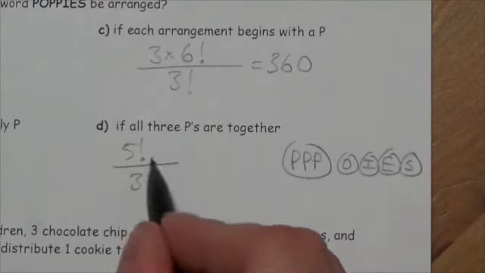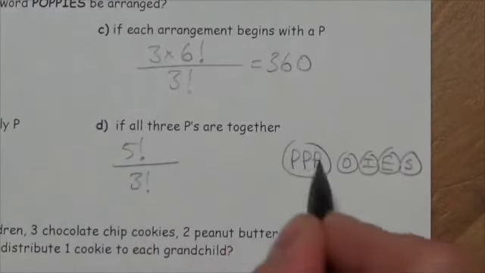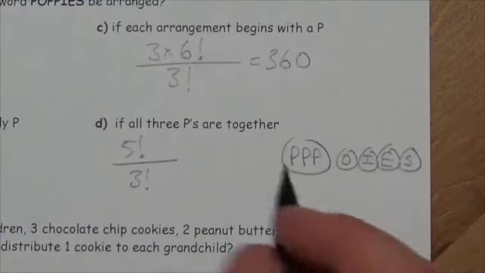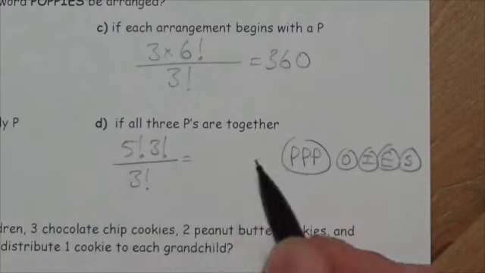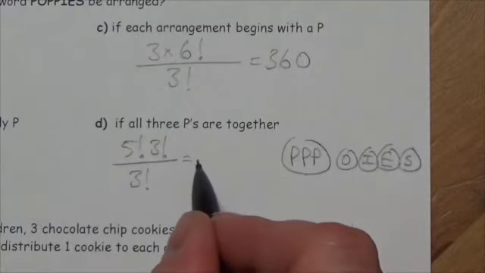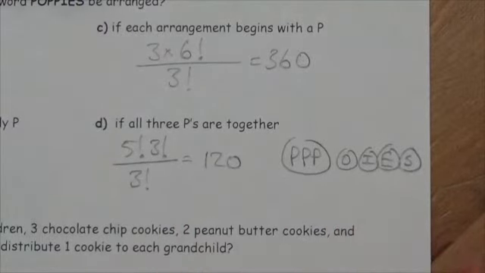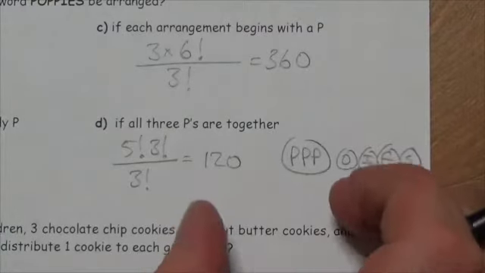Remember that in the numerator I pretend like that set of p's there, those are all unique, and so there are 3 factorial different ways that I can organize those p's. Altogether, that's going to leave me with 120 unique permutations where the p's are all together.